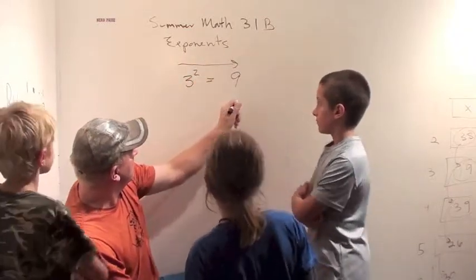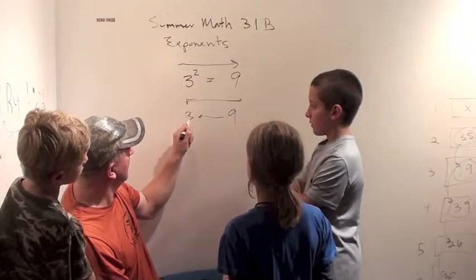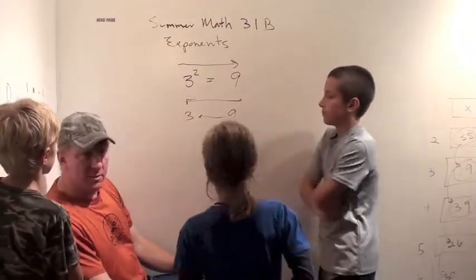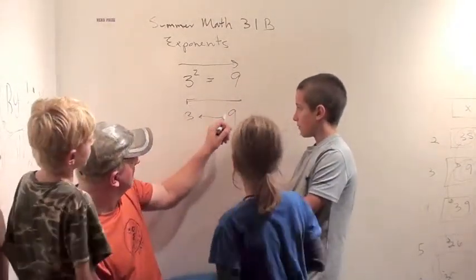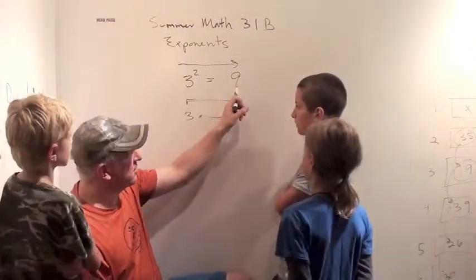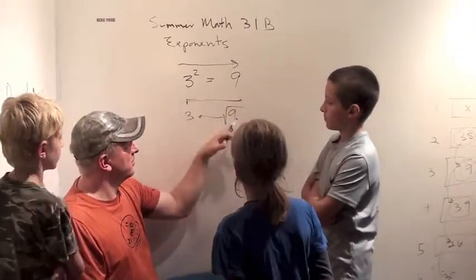What's it called when we go the other way, from 9 back to 3? Square root. The square root of 9 is 3. And what's the symbol for that? You draw it sort of like that. So we say the square root of 9 is 3, and that's going backwards. 3 squared is 9; the opposite of squaring is the square root.